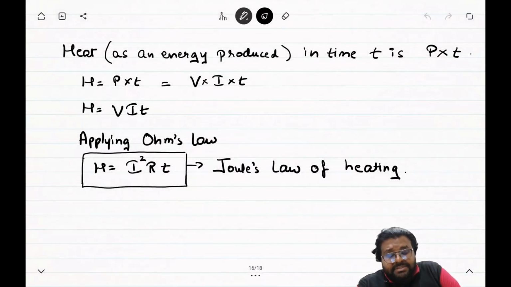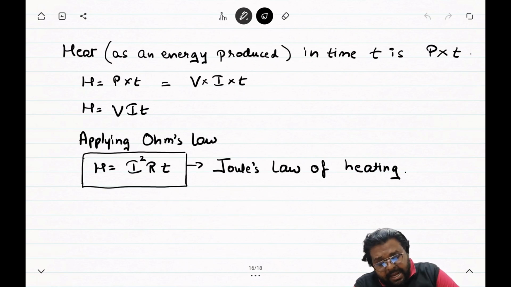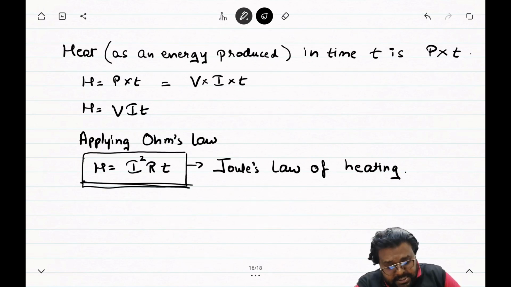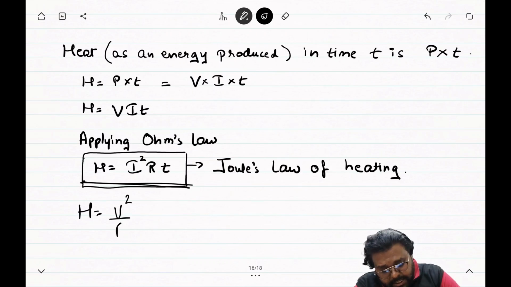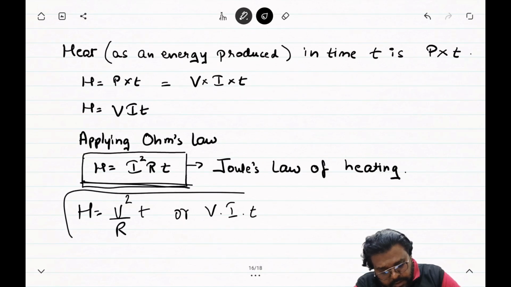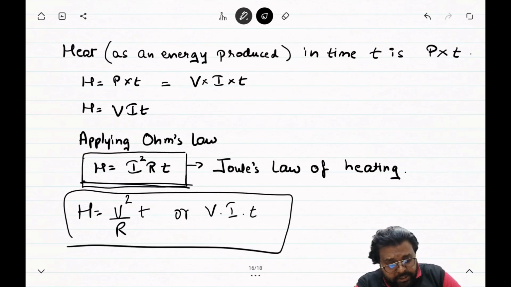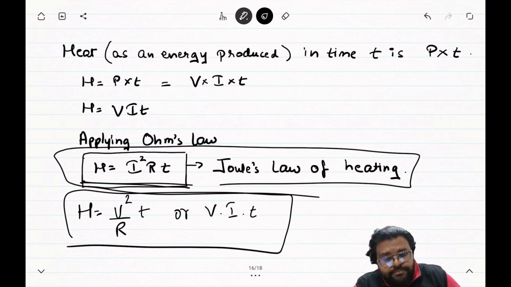And heat, which is energy produced in time T, is P into T, that means V into I into T. Now if I apply Ohm's law and replace V, I'll get H equals I squared R T, which is Joule's law of heating. We can also use H equals V square by R into T, or V into I into T. But for Joule's law of heating, you should mention the formula I square R T.